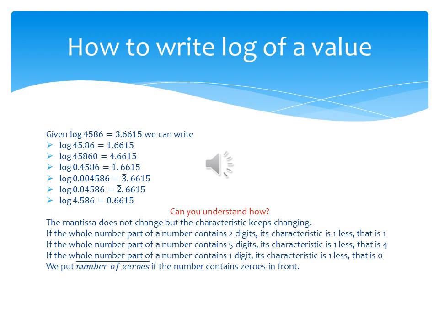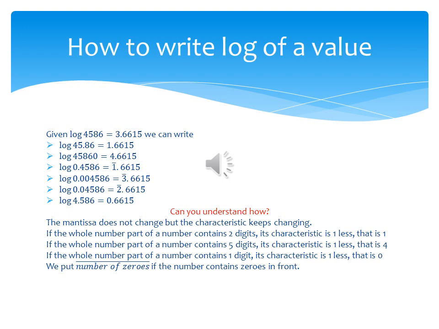How to write log of a given value? Suppose we already have log of 4586 as 3.6615. So what will be log of 45.86? That 6615 after the decimal point will not change. Since you have 45 in the integral part, which consists of 2 digits, the characteristic will become 1. So log of 45860, since there are 5 digits there, you should write 4.6615. When you have a 0 before the decimal point, we write bar 1 point.